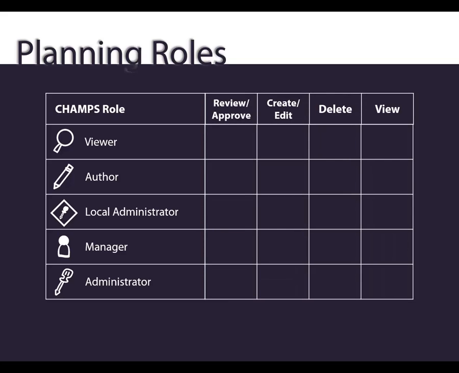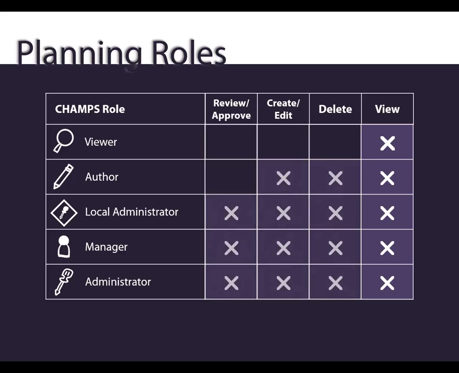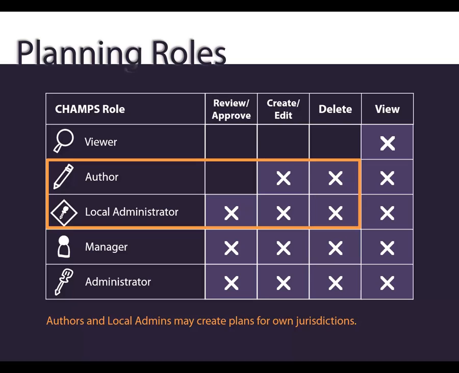To re-emphasize the CHAMPS roles in the Plans module, all roles will be able to view plans, while authors and above are able to create, edit, or delete templates. Local administrators, managers, and administrators may review and approve plans. Keep in mind that authors and local administrators can only create plans for their localities. Additionally, these roles and the viewer role may only be able to view published plans for their localities.